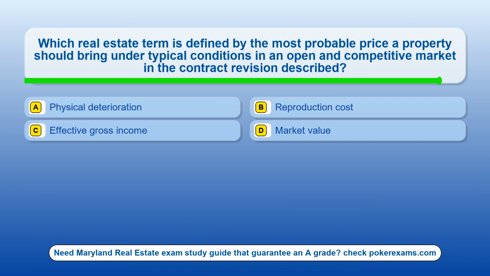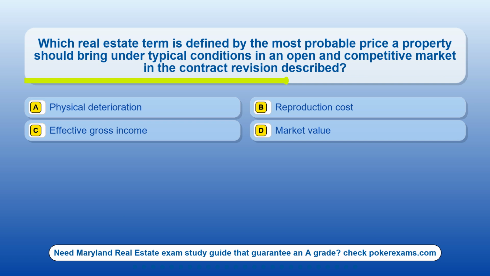Question 16. Which real estate term is defined by the most probable price a property should bring under typical conditions in an open and competitive market in the contract revision described? Option A, physical deterioration. Option B, reproduction cost. Option C, effective gross income. Option D, market value.